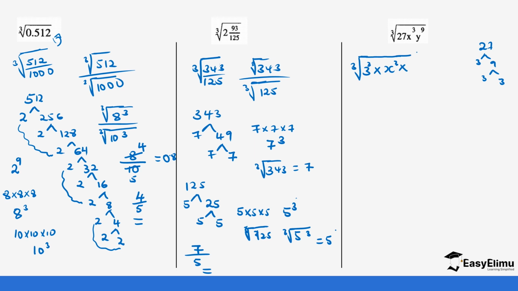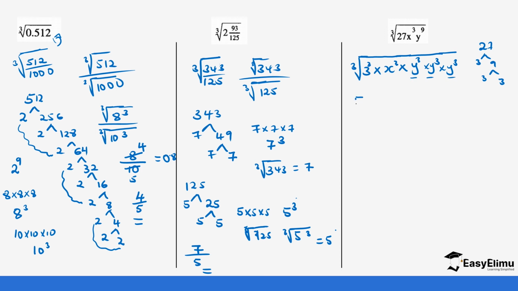Then instead of putting y power 9, we are going to separate this into 3 cubes. So y power 3 times y power 3 times y power 3. So you see this y power 9, it means we have 9 y's being multiplied together. So we can group them into cubes. That's why I've separated into cubes.